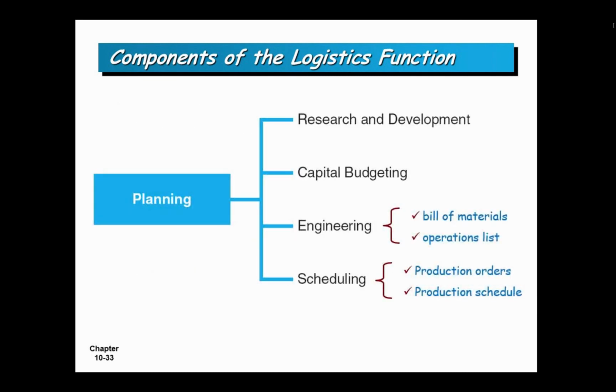Planning first. You have R&D. You have capital budgeting to make sure you get money set aside so that you can do what you need to do. Your engineers create the bills of material and any lists that are needed for operations. And then you have master schedules. That schedules the factory floor and considers the production orders. That's the planning process.